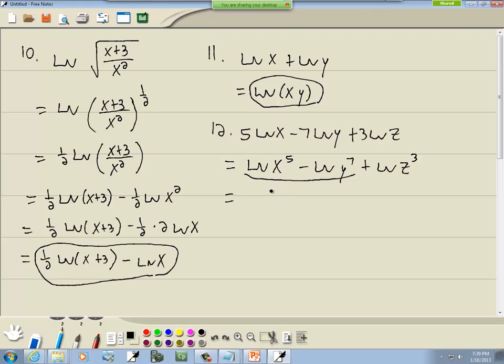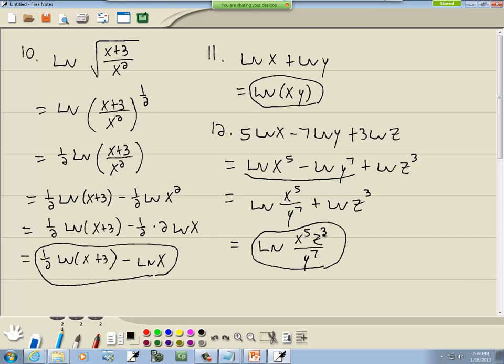Well, subtraction becomes division, so this becomes natural log of x to the fifth over y to the seventh, plus natural log of z to the third. Well, now we got log of something plus log of something. Addition becomes multiplication, so this becomes natural log of x to the fifth, z to the third, over y to the seventh. I went ahead and put the z to the third up on top of the fraction. With multiplication, you can do that.